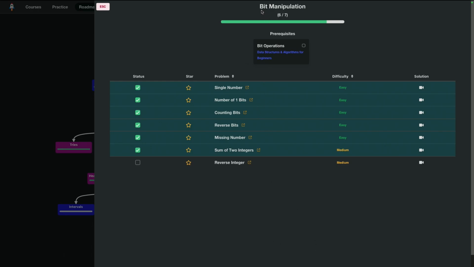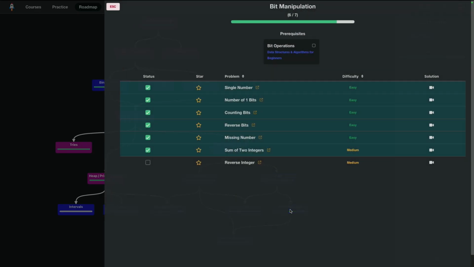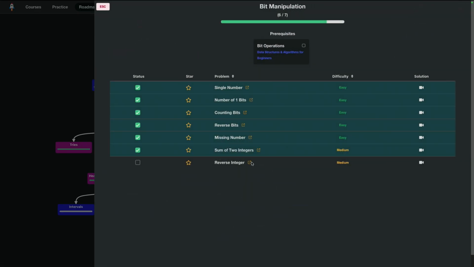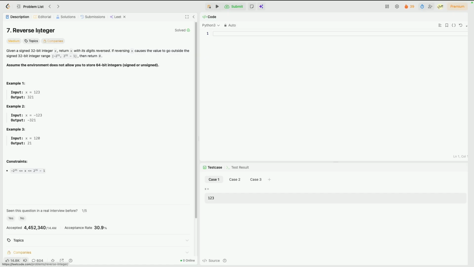We're currently going through the bit manipulation problems on neetcode.io, which contains the NeetCode 150, a curated list of 150 prototypical problems to practice common data structures and algorithms. And yeah, we want to complete this section today. So we're going to have a look at the medium problem, number 7, reverse integer.